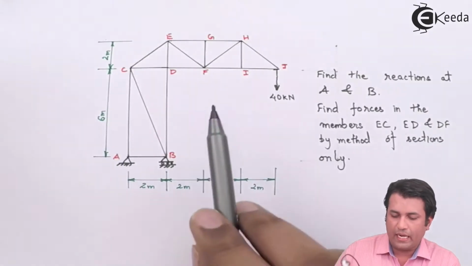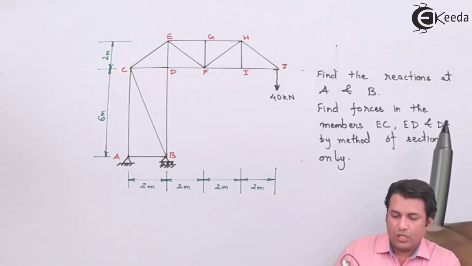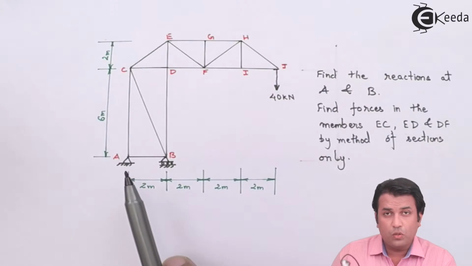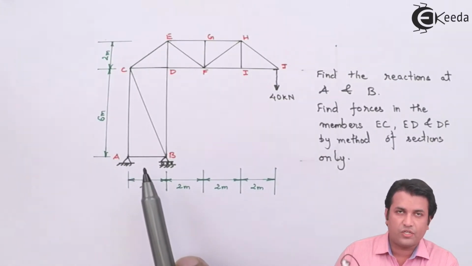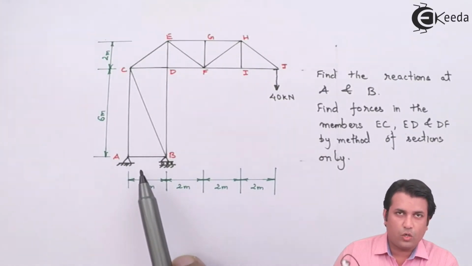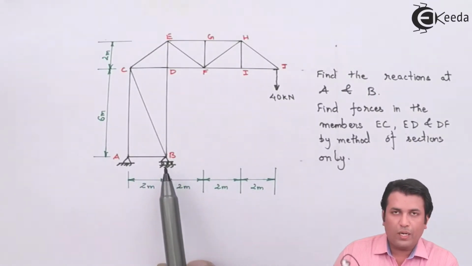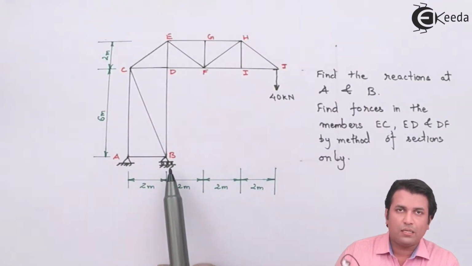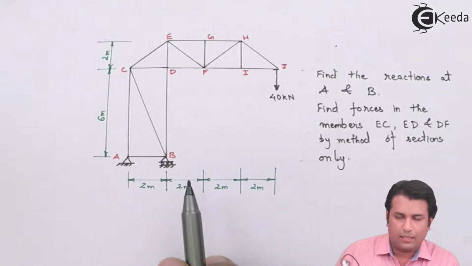First, before doing that, we need to find out the reactions. How to find out the reactions? We know for the hinge support we have two reactions in the vertical direction and the horizontal direction, and one reaction for roller support, that is perpendicular to the surface, that is going vertically upwards. I'm assuming that.